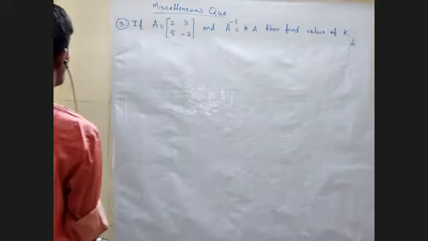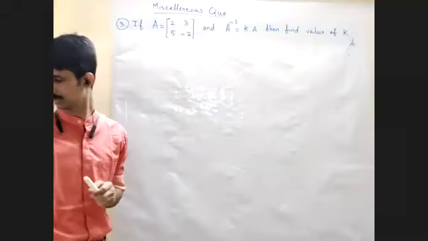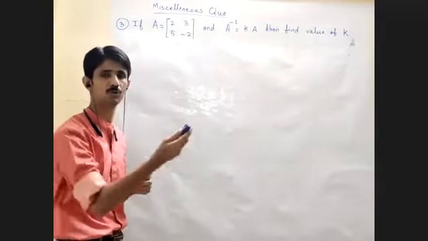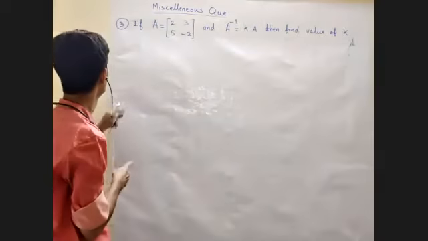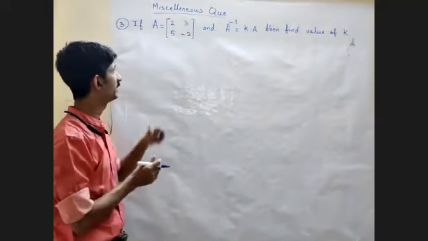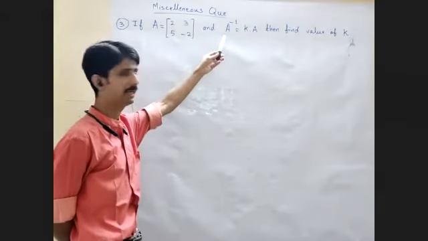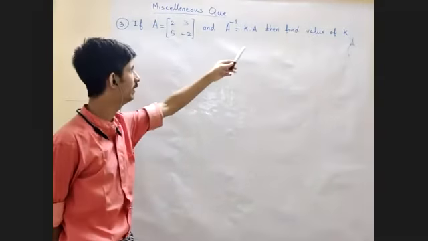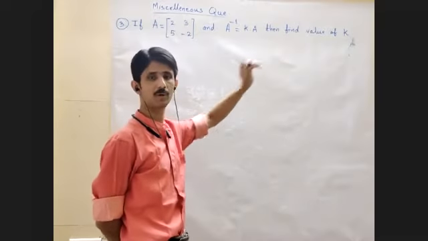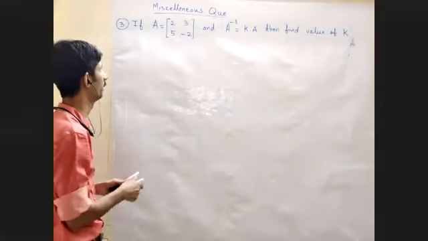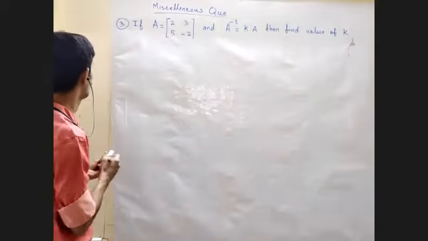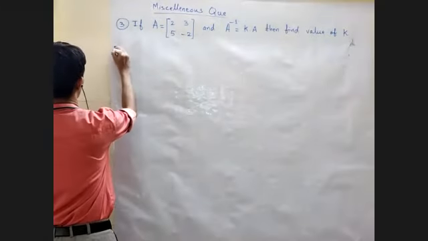Okay, so let's move on to the third question. Now this is a theory question. Previous two questions we have done, they were MCQ. If matrix A is given, and A inverse is equal to K into A, we want to find out the value of K. K का value निकालना है. Okay, so now please start solving.